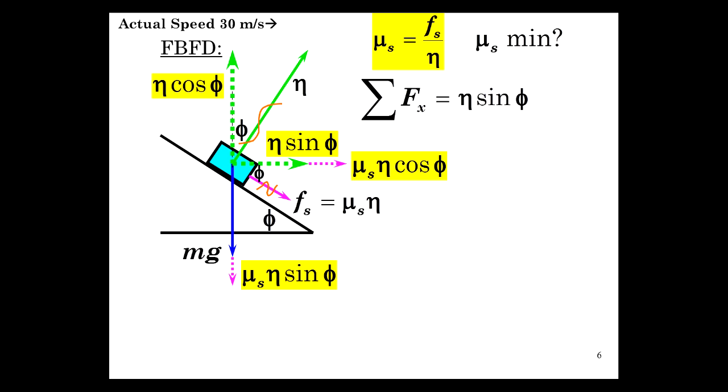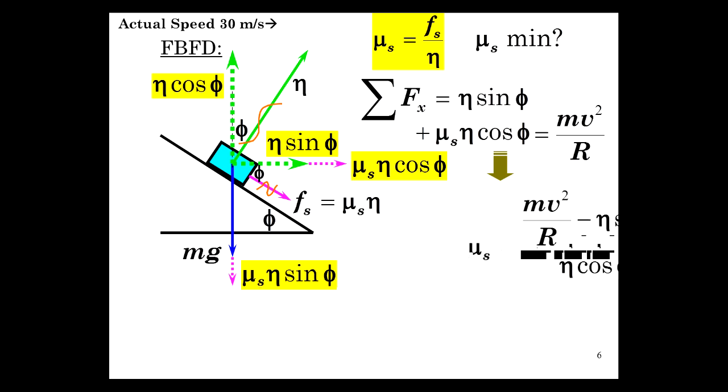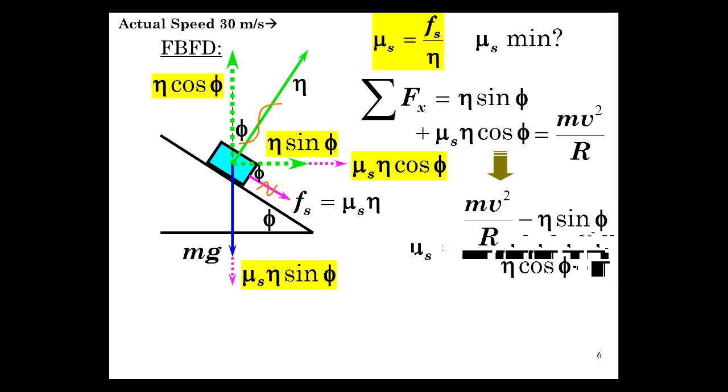All right, and added to normal sine of phi, we have mu s normal cosine of phi. That's the part of friction that's contributing to the sum of forces in the x, which when added together gives us the centripetal force, mv squared over r. Let's solve for mu s from this expression. So here it is: mv squared over r minus normal sine of phi, all over normal cosine of phi.